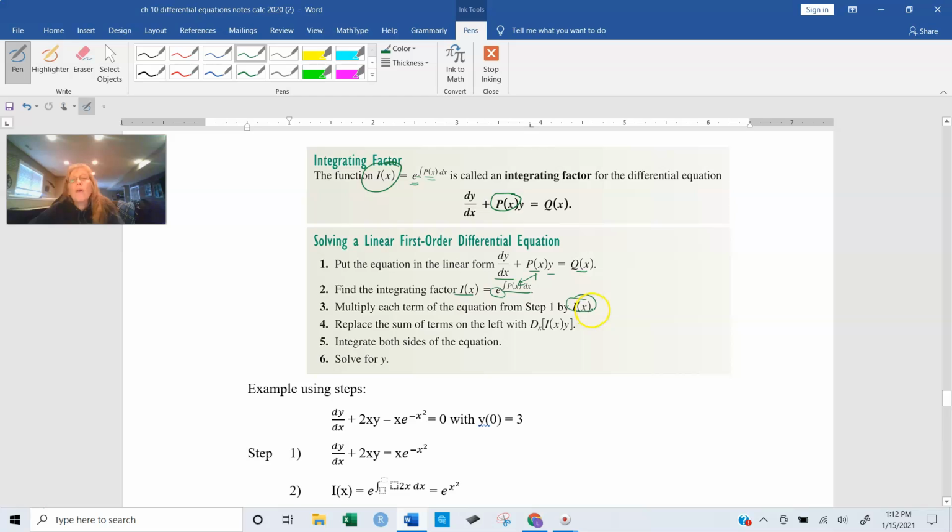And then whatever is on the right side is going to be the derivative of our I of x, our integrating factor, times y.